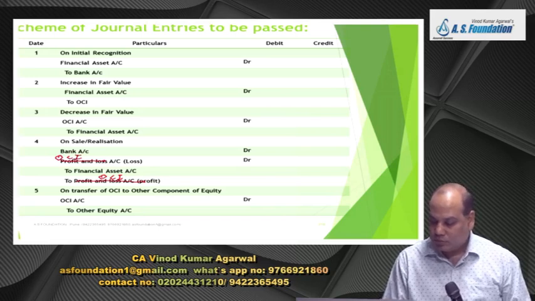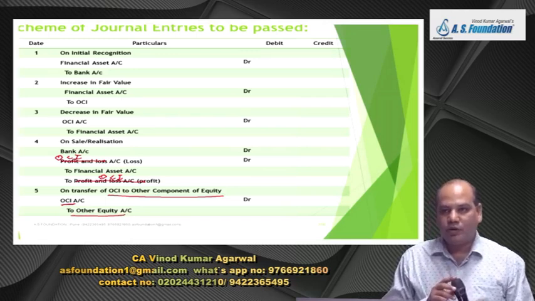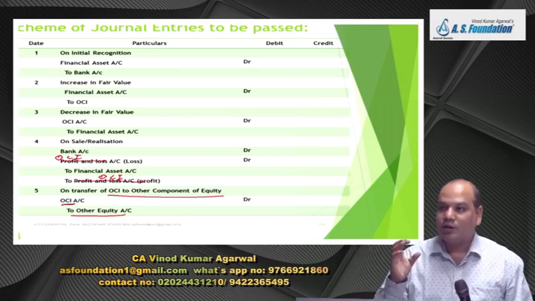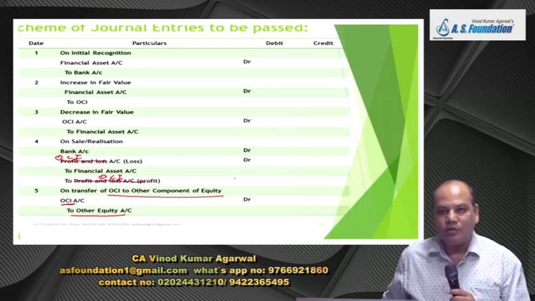And then once the instrument is derecognized, transfer of OCI to other component of equity: OCI account debit to other equity. But if there is dividend income received, which I have not written here, then that will be transferred to the profit and loss account.